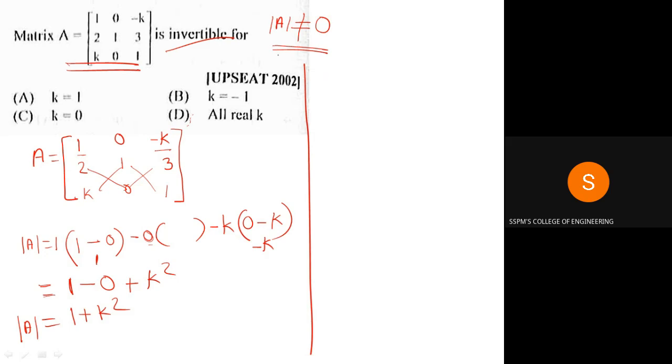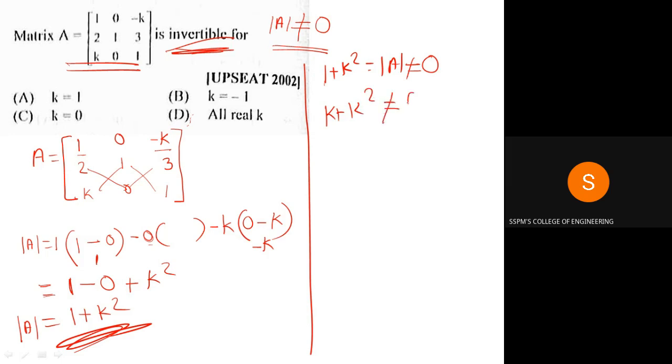But we have already seen that the matrix A is invertible. What does it indicate? It indicates that the determinant of A is not equal to 0. That means we write it again: 1 plus k square, which is the determinant of A as we have found here, is not equal to 0. So 1 plus k square is not equal to 0.